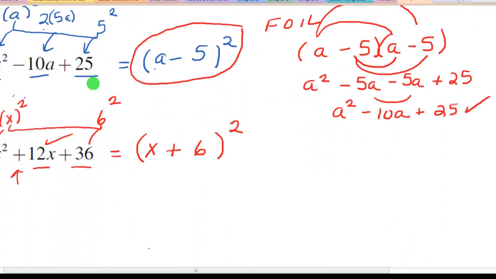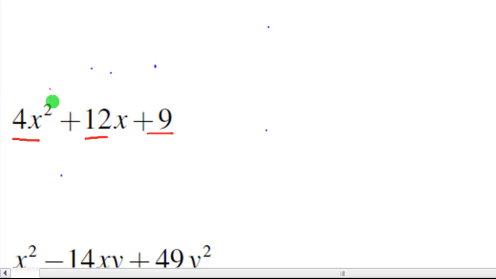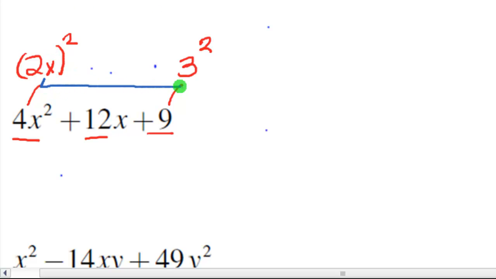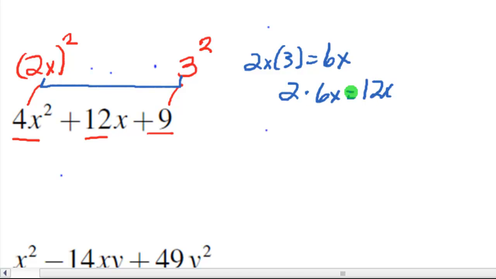So again, you see this 4x squared, and you know that's a perfect square, and it is 2x all squared, right? And you know 9 is a perfect square, it's 3 squared. And to check to see whether this is a perfect square trinomial, we would need to multiply 2x times 3. So 2x times 3 gives us 6x, and then double that, 2 times 6x, which is 12x. And guess what? That is our middle term.